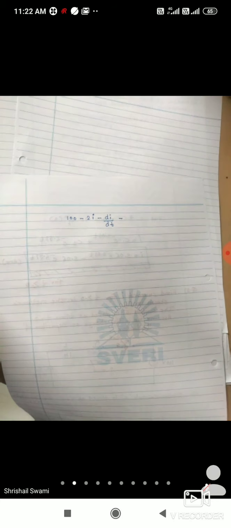So 100 minus R means 2 into I. Next minus L is 1. So L into di by dt means 1 into di by dt. Next minus 1 upon C. C value is what? C value किती आहे? 1 farad आहे. ओके, त्यामुळं त्याचा पण आन्सर इथं काय येईल?